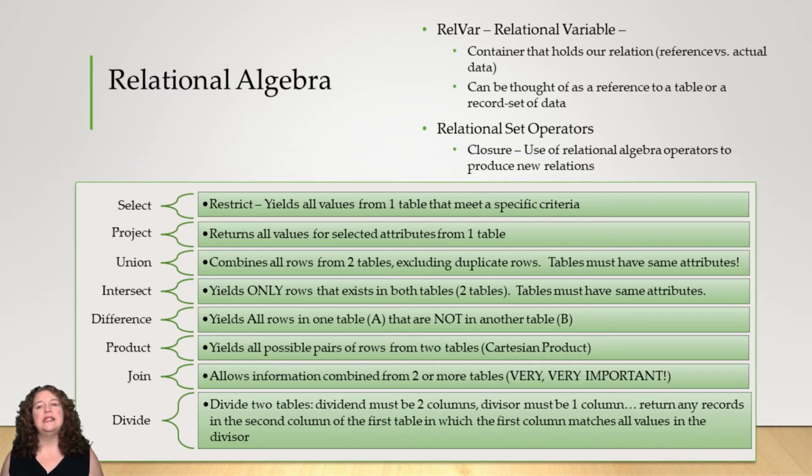The last one is a division or divide. And you can divide 2 tables. Well, division of tables sounds a little funky. So please go into the book and look at the example of divide. But what it does is it takes 2 columns with the divisor being 1 column, and then it returns records in the second column of the first table in which the first column matches all the values of the divisor. So again, it's a division, which sounds weird, but when you see the example in the book, it'll help.